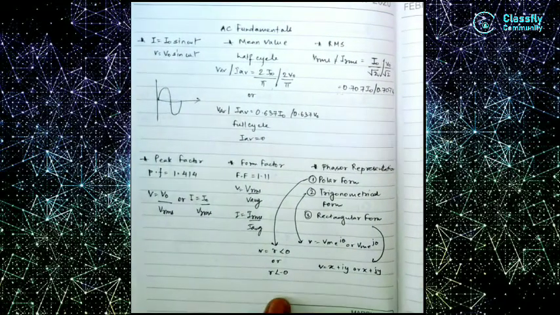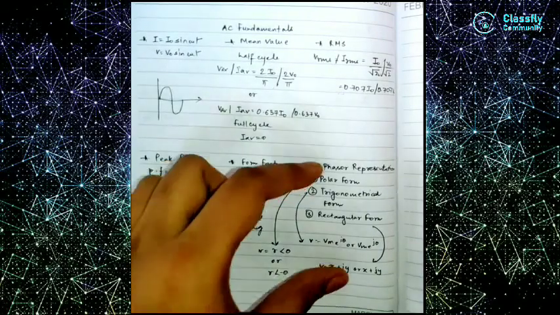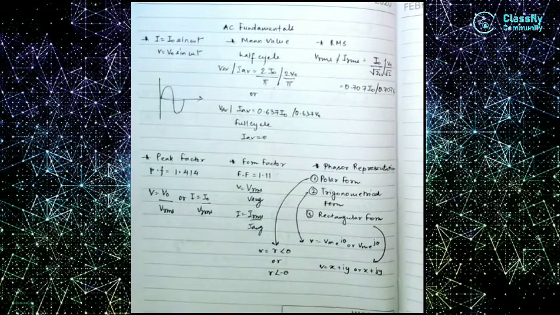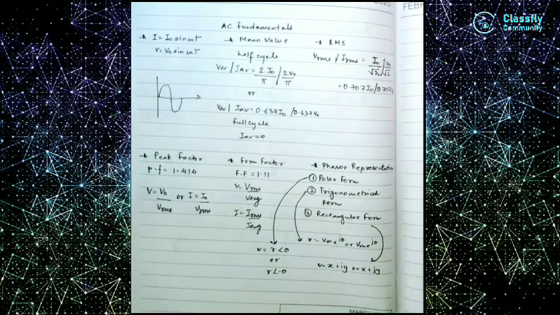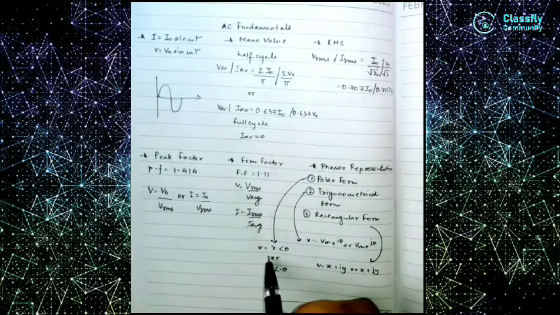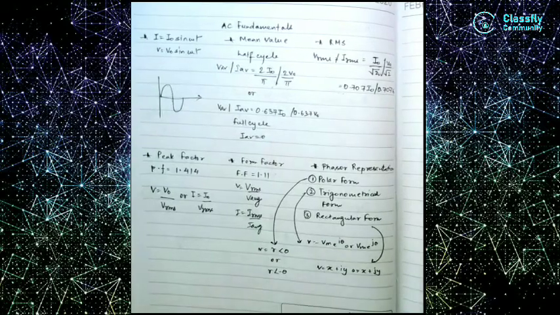Okay, now let's move on to the last, that is the phasor representation. Why do we do phasor representation? So we can perform mathematical operations like addition and subtraction. There are three forms. One is polar form. Polar form says that V equals R angle theta.